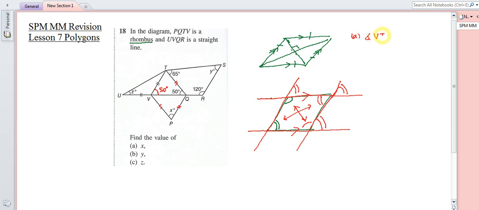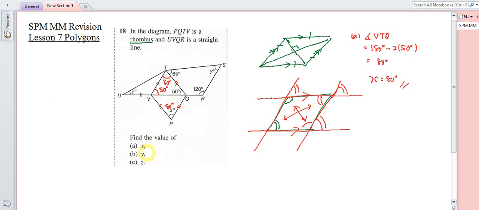Angle VTQ will be equal to 180 minus 2 times 50. So this is actually 80 degrees. So now I know here is 80 degrees. Because I told you that the opposite angle is actually the same, right? So here 80, x will be equal to 80 degrees also. Okay, so when we have a value, better we write down on the diagram, easier. Maybe we need it for the second part.